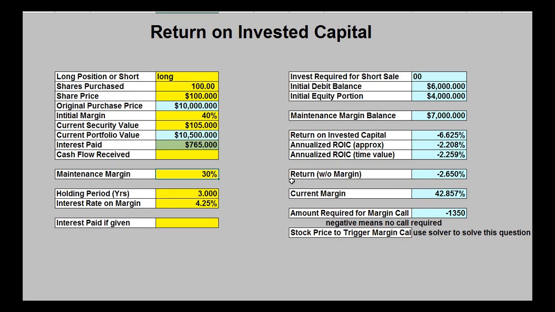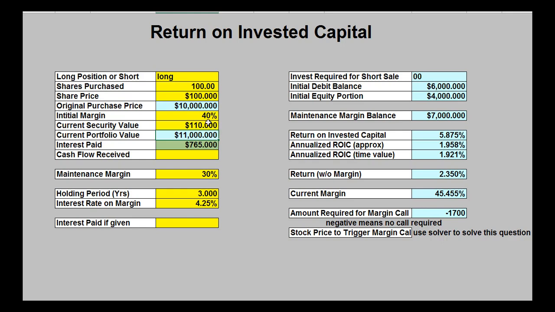You can see that, again, for this, because we've added interest, that lowered our return a little bit, right? So now we're down to negative 2.65% because we had to pay interest on this margin account. Even though we made money, we lost money because of all the expenses. So if this went to $110, you now see we made some money.